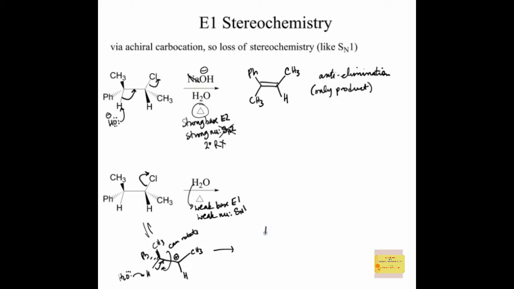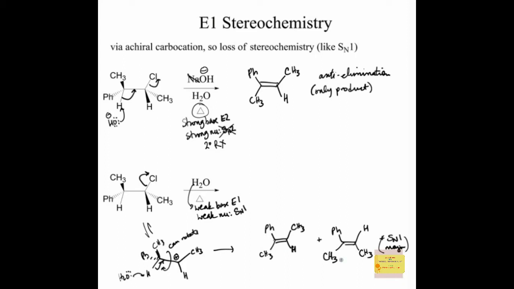And so we're going to get two products. We're going to get the one where the phenyl is on the same side as the methyl, and we can also form the one where the methyls are on the same side. Okay, you're going to get a mixture. And of course, you're also going to get SN1, and SN1 is actually probably going to be your major product. But we just want to look at our E1 product composition here. Okay, so these are both possible.